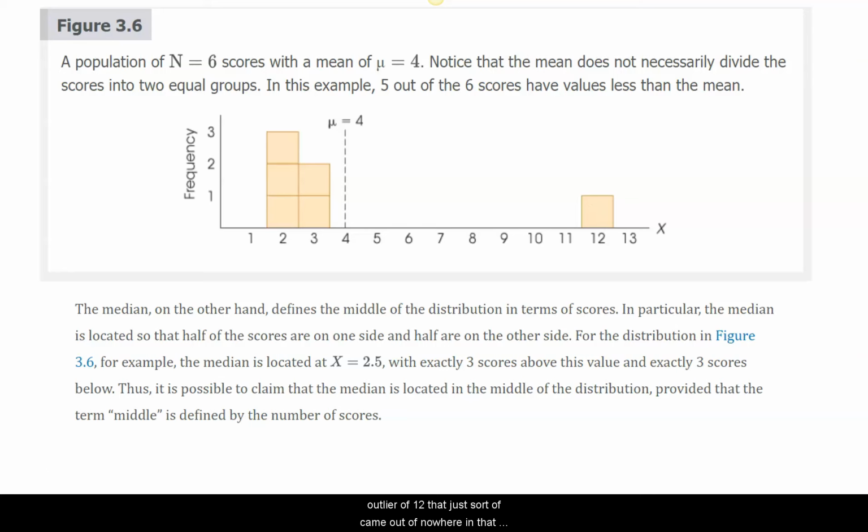And in this case, where you have an outlier of 12 that just sort of came out of nowhere, in that case, we'd certainly like to quote the median because that's the better measure of central tendency. So we'll come back to contexts in which we use the median, but for our purposes now, just remember it's that exact bifurcating point. Sometimes it's the exact same thing as the mean, but sometimes it's different, as it is right here with this extreme example with the outlier of 12.